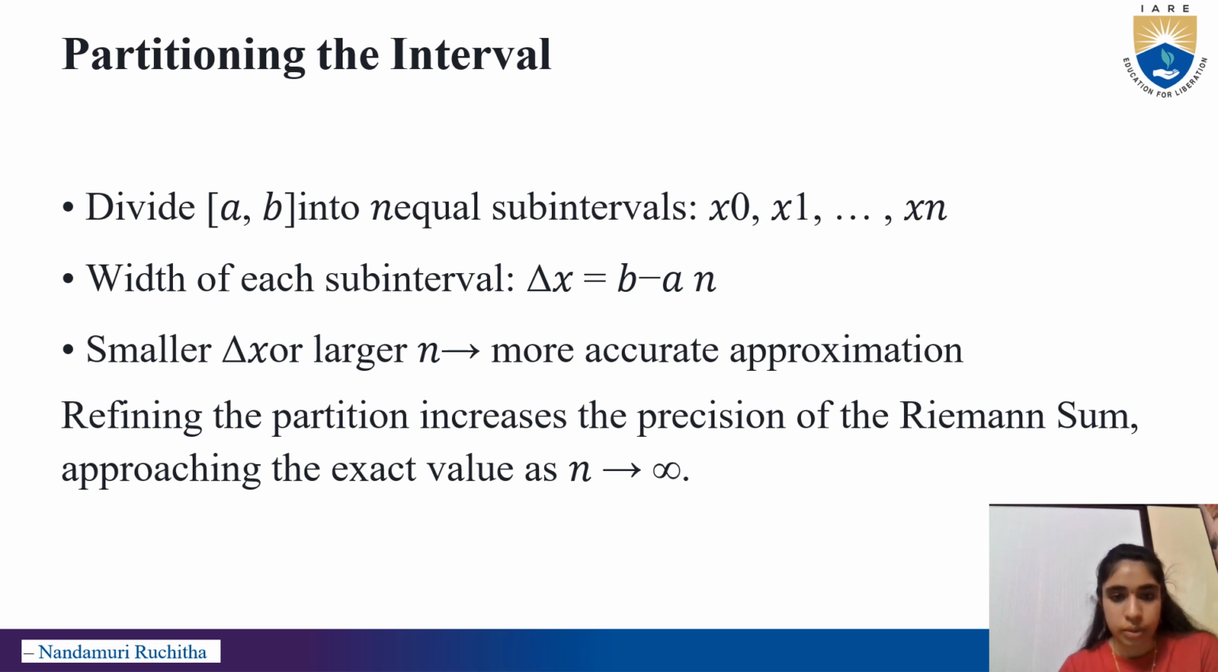Partitioning the interval. Dividing [a, b] into n equal subintervals. Width of each interval is delta x. Smaller delta x or larger n gives a more accurate approximation. Refining the partition increases the precision of the Riemann sum, approaching the exact value as n tends to infinity.